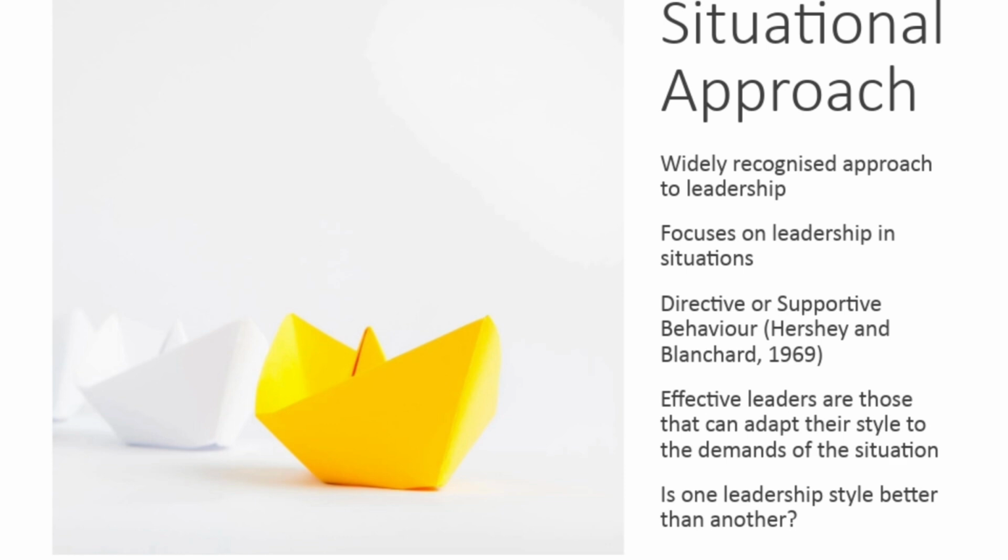Hersey and Blanchard describe two main types of leadership behaviour, directive and supportive. These should sound familiar as they're similar to the categories used in the behavioural approach we explored earlier. Let's take a quick look at both. Directive behaviours, also known as task behaviours, involve telling people what to do, giving directions, defining roles, setting deadlines. Communication here tends to be one way, from the leader to the follower.